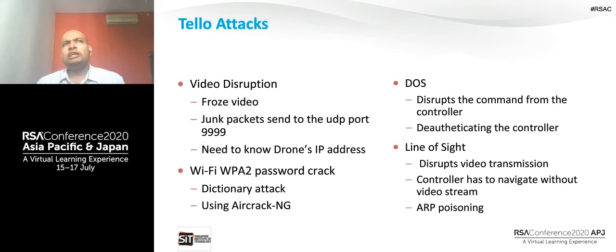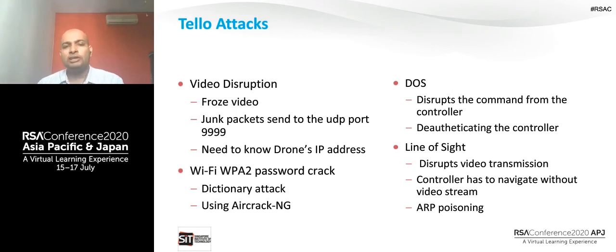The last one, which is an effective attack, is a line-of-sight attack. It is similar to the video disruption attack, but not as dangerous as video disruption. In this case, we disrupt the video transmission by ARP poisoning, but the controller still has control over the drone.